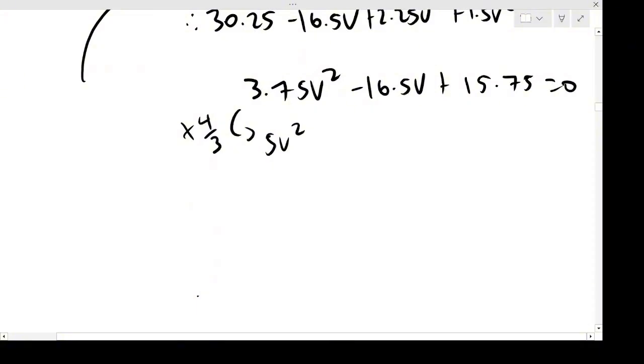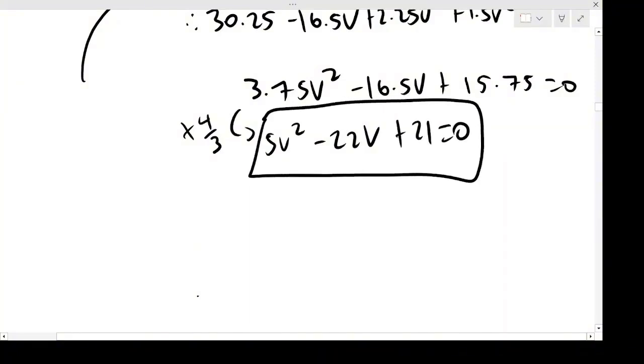So then if I do minus 16.5 times 4/3, I get minus 22v, and then 15.75 times 4/3, I get 21. And that, I believe, is the equation they were after. Okay, hopefully happy with that final simplification.